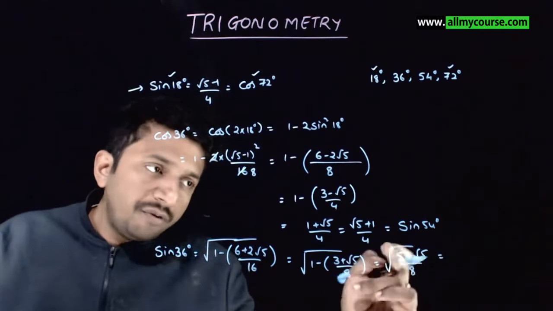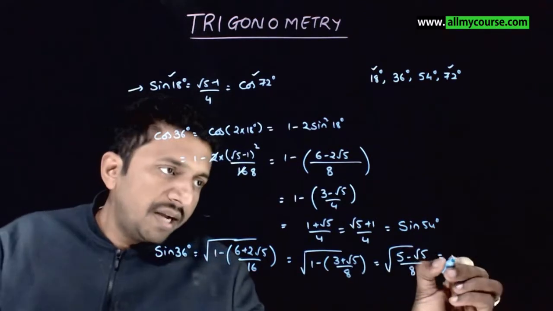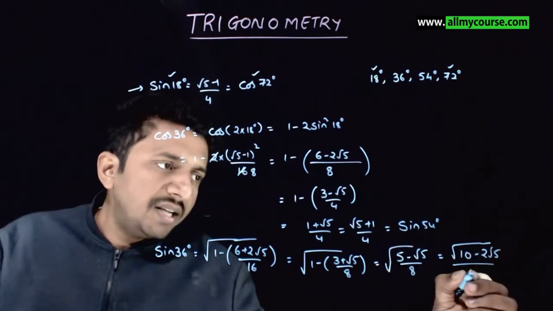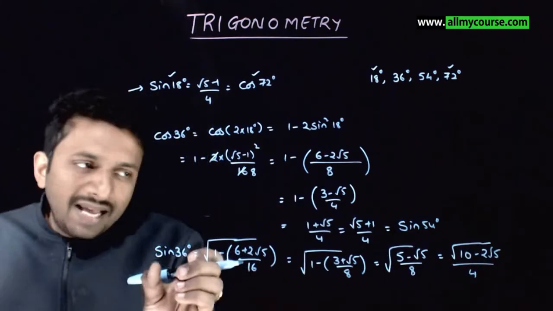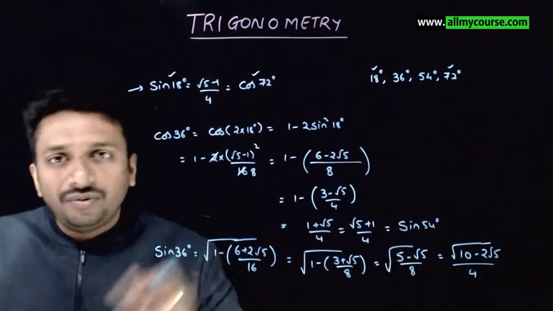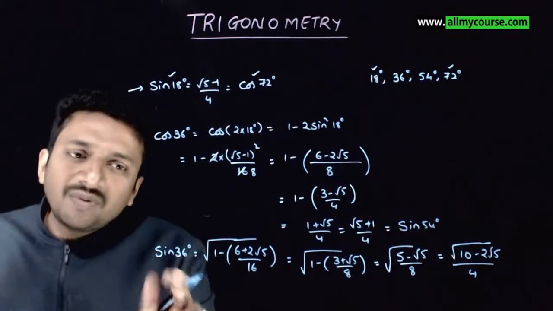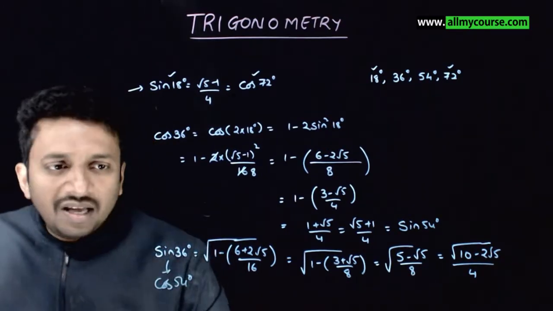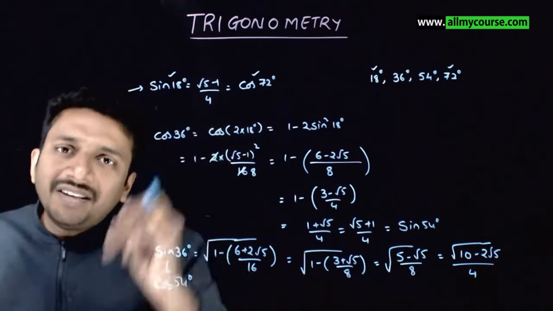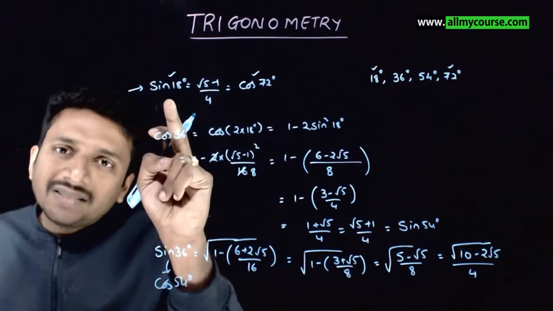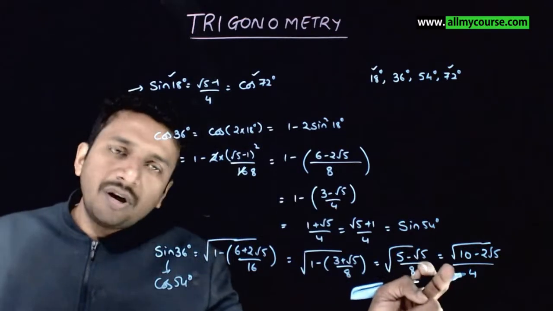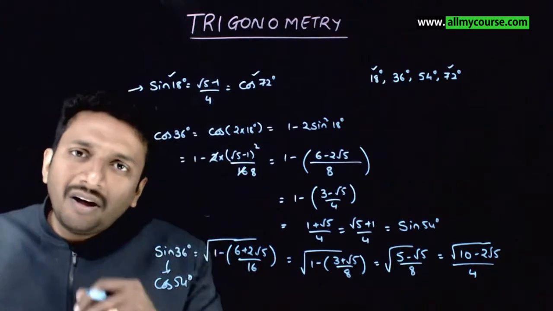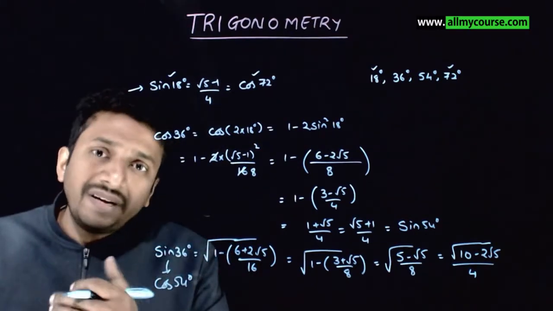So that will be equal to, if you multiply the numerator and denominator with 2, you get root of 10 minus 2 root 5 by root 16 is 4. So sine 36 is root of 10 minus 2 root 5 by 4. And sine 36 will be same as cos of 54 degrees. And similarly, if you want cos of 18 degrees, you can do root of 1 minus sine square 18 degrees. It will turn out to be root of 10 plus 2 root 5 by 4. So once you have sine and cos, you can automatically calculate the values of tan also.